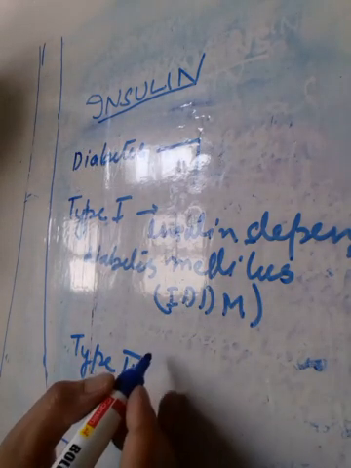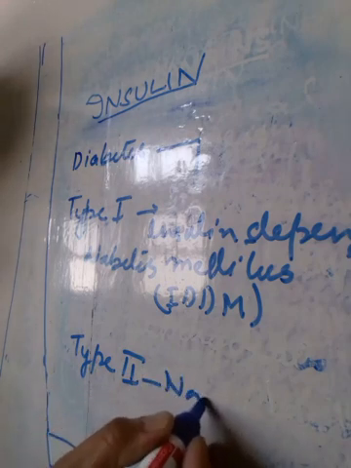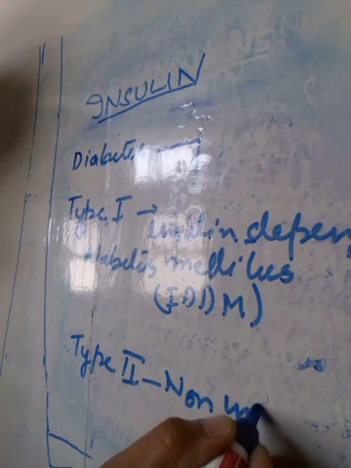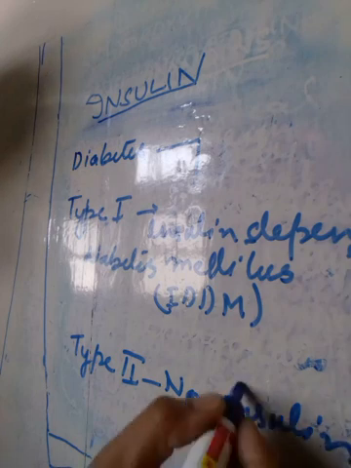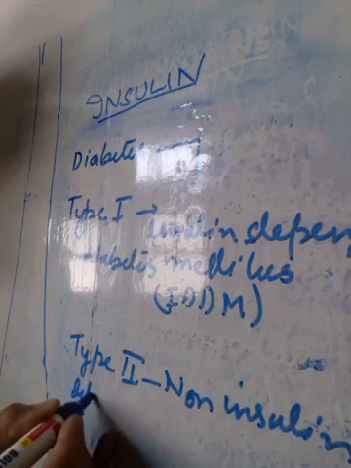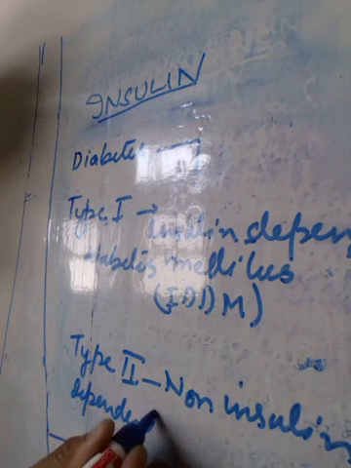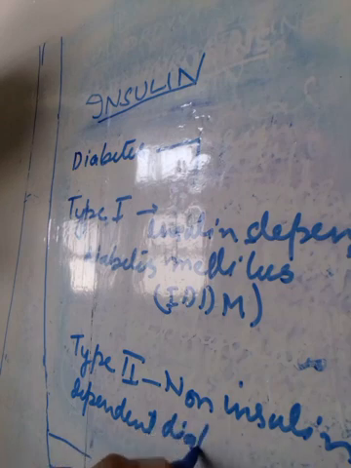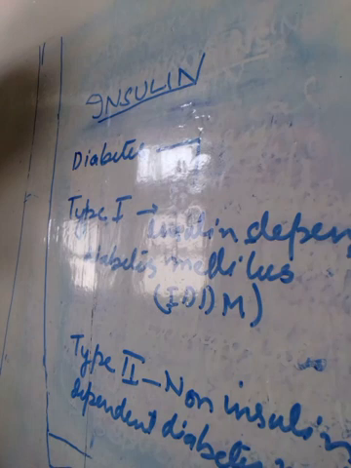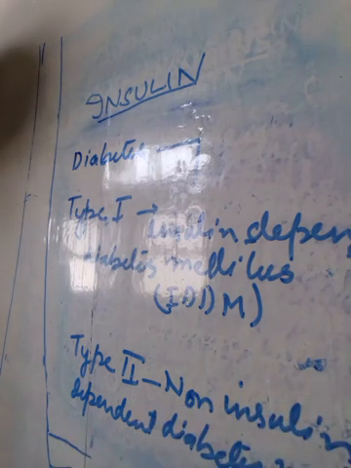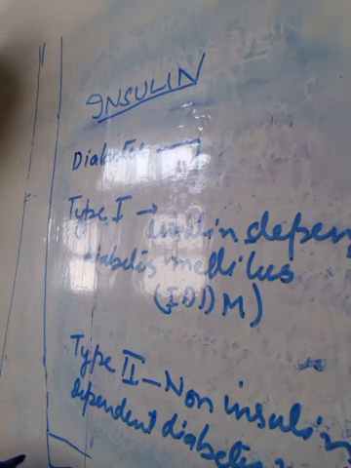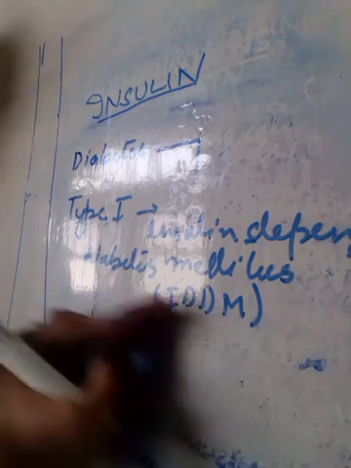Type 2 is known as non-insulin dependent diabetes mellitus. Non-insulin dependent diabetes mellitus, represented as NIDDM.